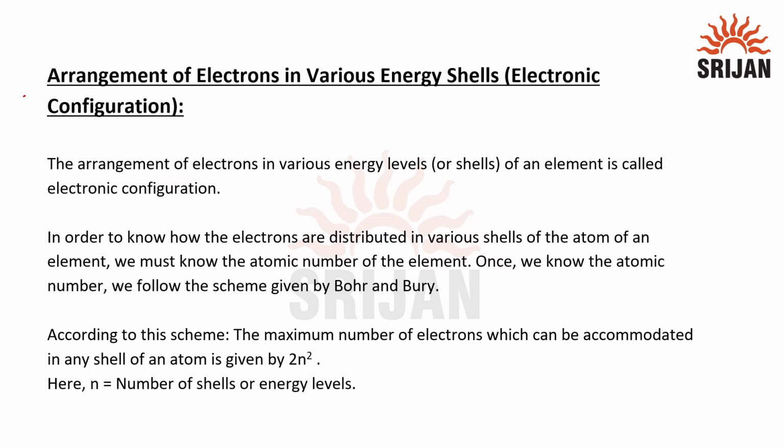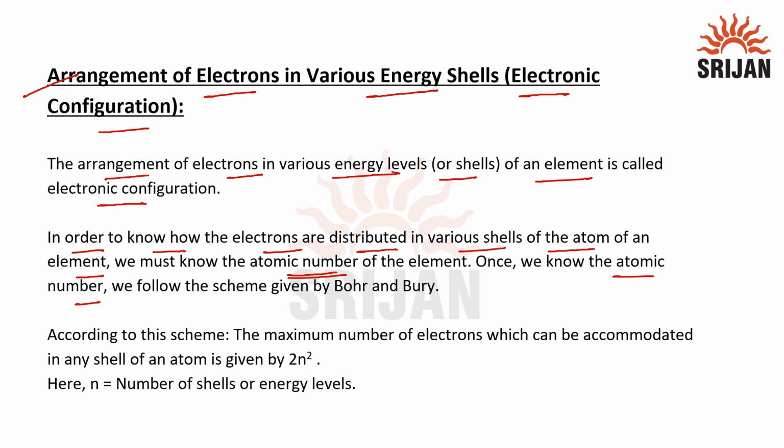Now let's understand the arrangement of electrons in various energy shells, that is, the electronic configuration. The arrangement of electrons in various energy levels or shells of an element is called electronic configuration. In order to know how the electrons are distributed in various shells of the atom of an element, we must know its atomic number. Once we know the atomic number, we follow the scheme given by Bohr and Bury.